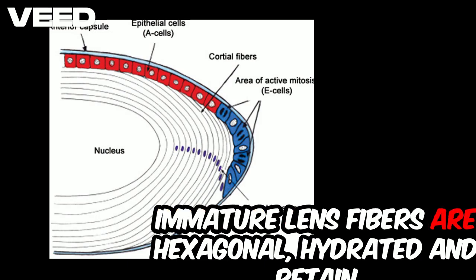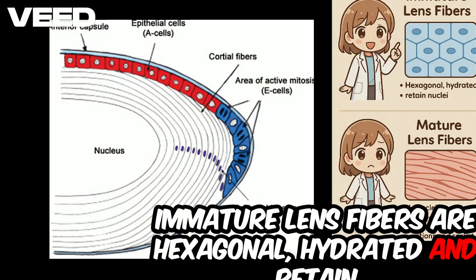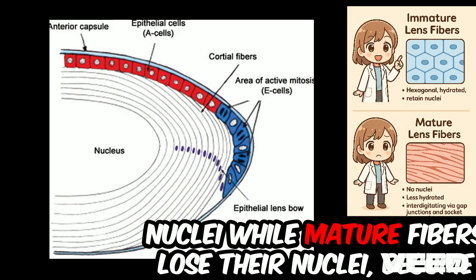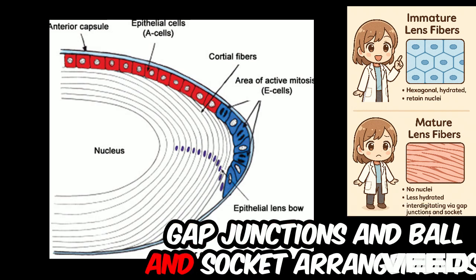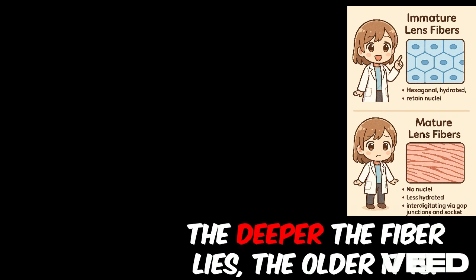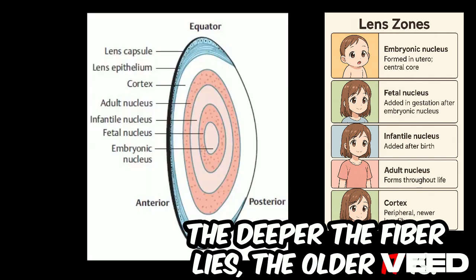Immature lens fibers are hexagonal, hydrated, and retain nuclei, while mature fibers lose their nuclei, become less hydrated, and interdigitate with neighboring fibers using gap junctions and ball and socket arrangements. The deeper the fiber lies, the older it is.